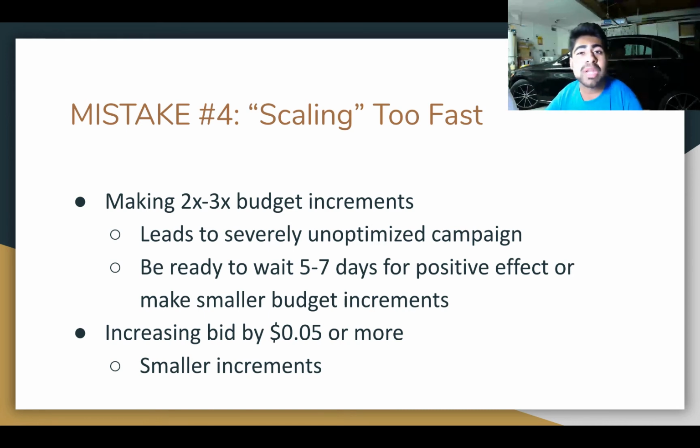I originally used to increase the bid by 5 cents or 10 cents, meaning if the bid was at 20 cents, I would increase it to 25 cents directly, or sometimes even 30 cents. And what I noticed is that the next few days would not be that great in terms of results because I may have increased the bid by too much. So instead, what I started doing is making smaller increments. Instead of 5 cent or 10 cent increments, I started making 2 cent or 3 cent increments. So from 20 cents, I would increase it to 23 cents, then 25 cents, etc.